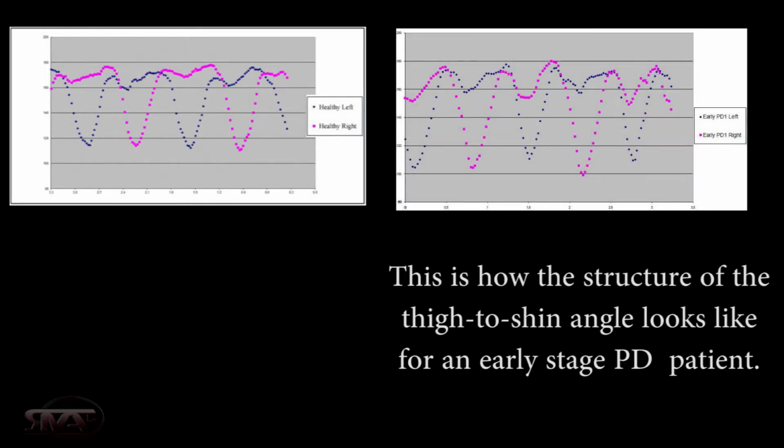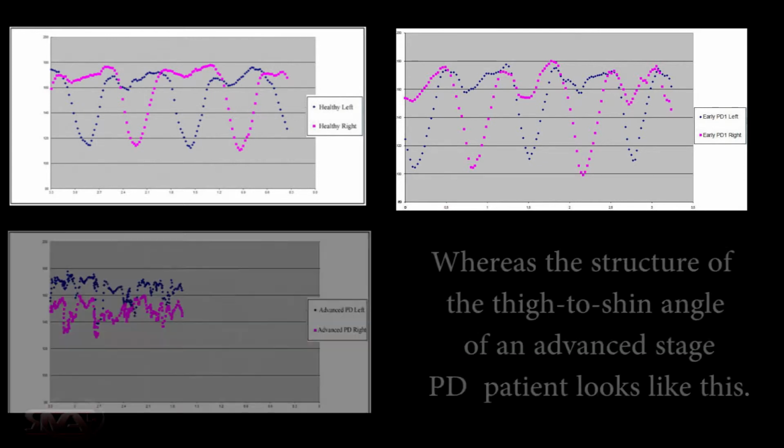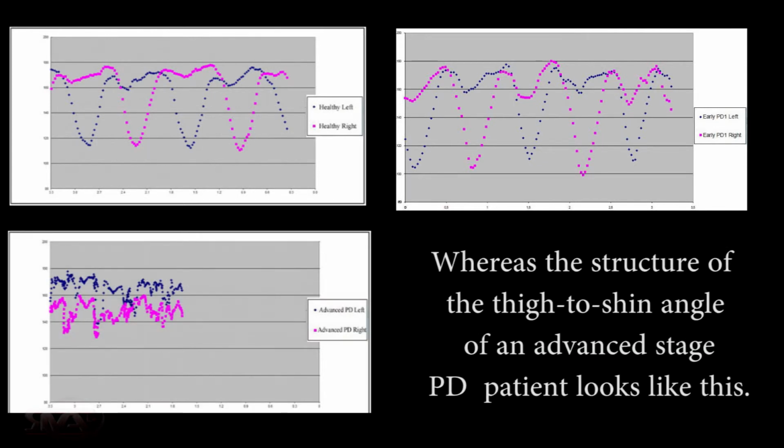This is how the structure of the thigh to shin angle looks like for an early stage PD patient, whereas the structure of the thigh to shin angle of an advanced stage PD patient looks like this.